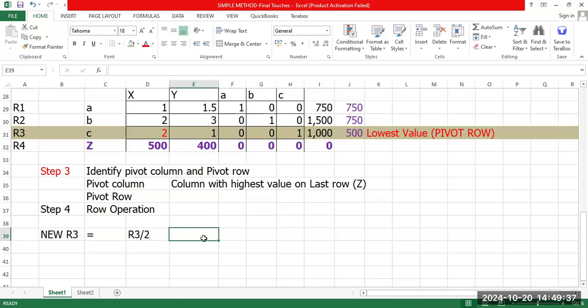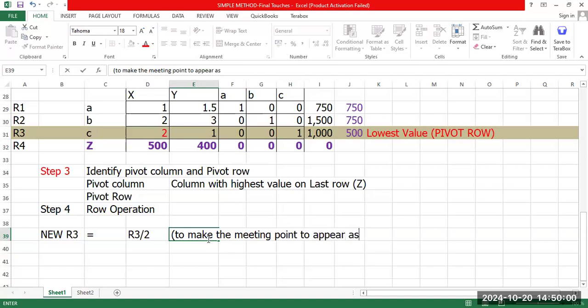And this formula basically is helping you to make the meeting point appear as one. And this is your pivot element.